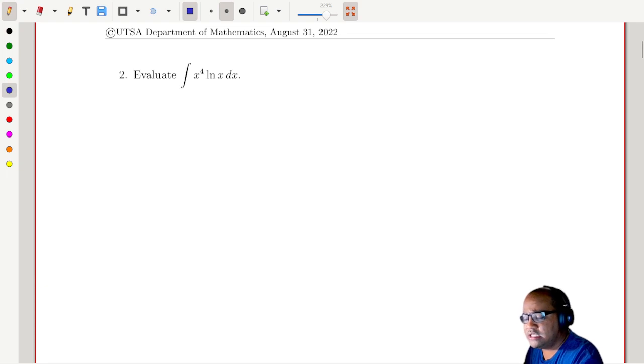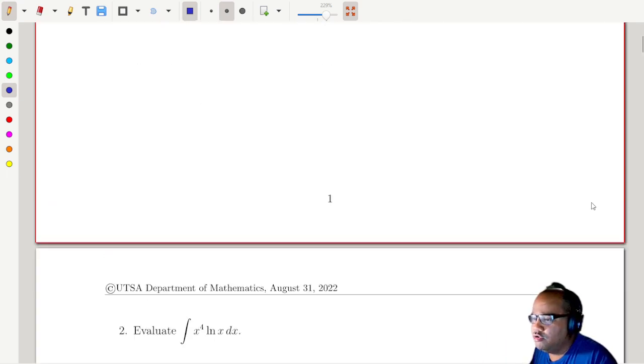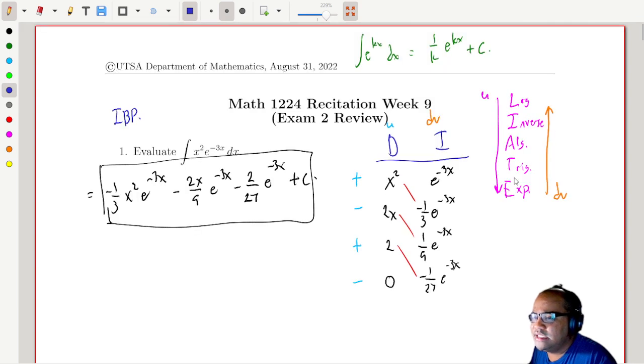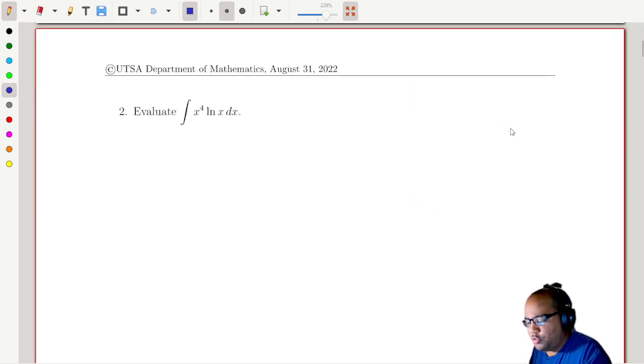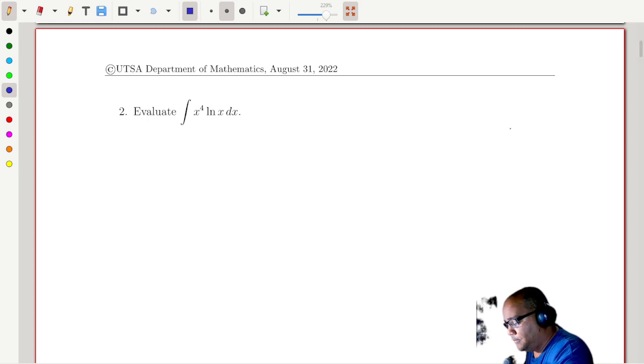And this isn't ripe for the table method because I don't have a polynomial against a sine, cosine, or exponential. Okay, I do have a polynomial here, but is that what the Liotte heuristic tells me to choose as my u? No. Remember, the Liotte heuristic says that u should be the log here, if it appears at the top of the hierarchy. So we're just going to go ahead and use the classical formulation here. u equals log x, dv equals x to the fourth dx.